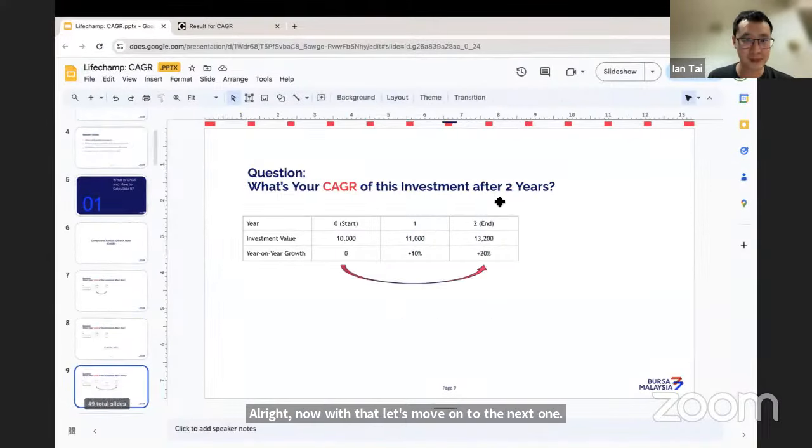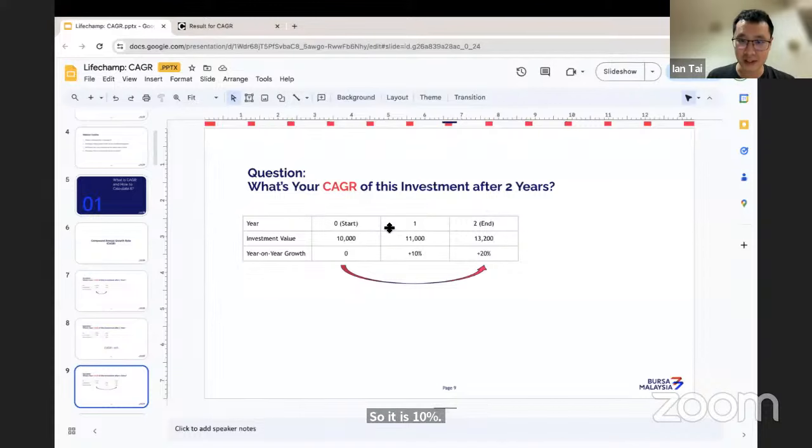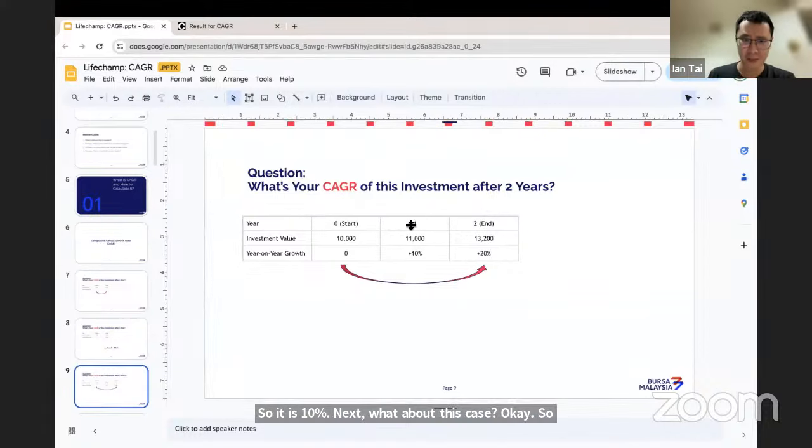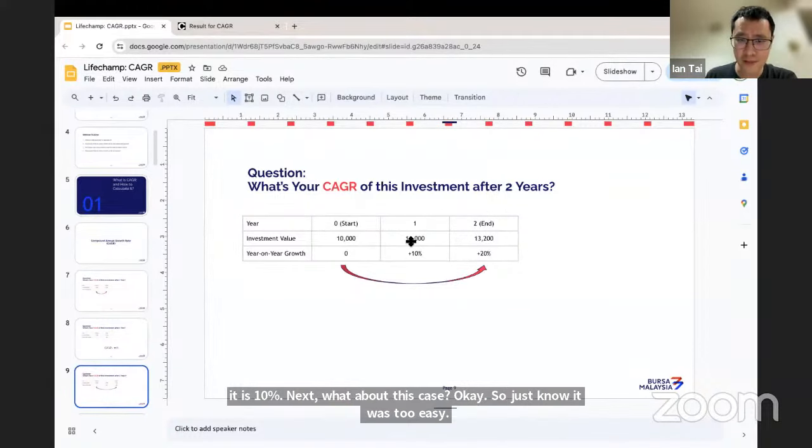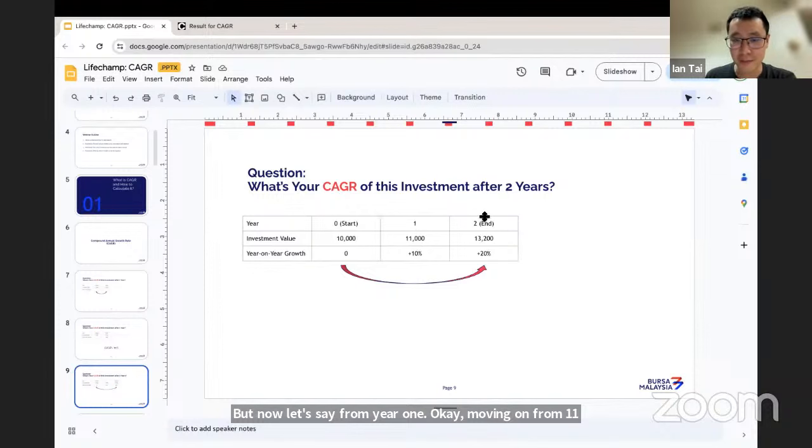So it is 10%. Next, what about this case? Okay, so just now it was too easy. But now let's say from year 1, moving on from 11,000, then another year passed by, you still hold on to this investment. And right now, it has actually grown by 20%, and you ended up with 13,200. Okay, so from here to here is 10%. From here to here is 20%.